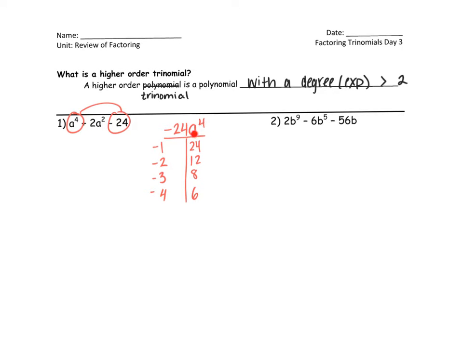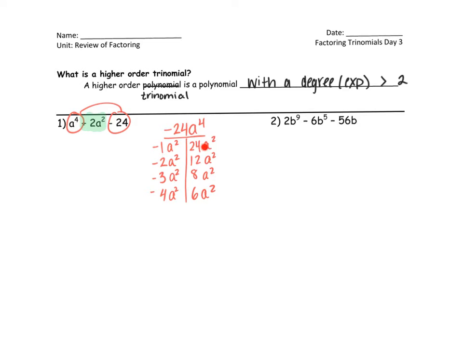But now this time we have to multiply to a higher power. So we have to multiply to a to the fourth. So how do we do that? We're just going to make this a squared and a squared. And now we'll be able to find which pair on this list is going to add to my middle term of negative 2a squared.